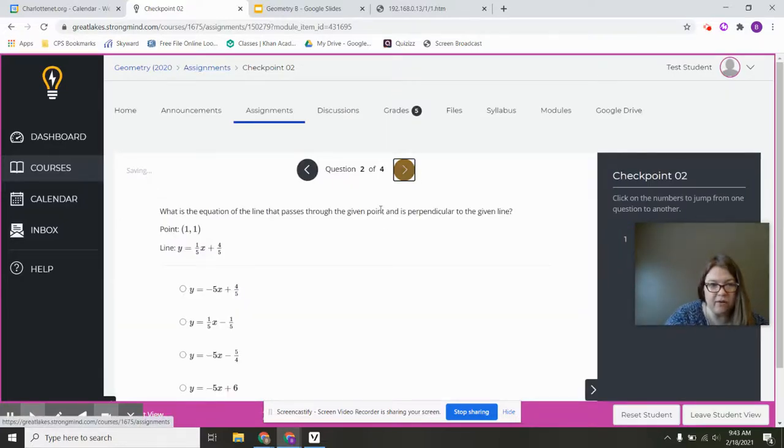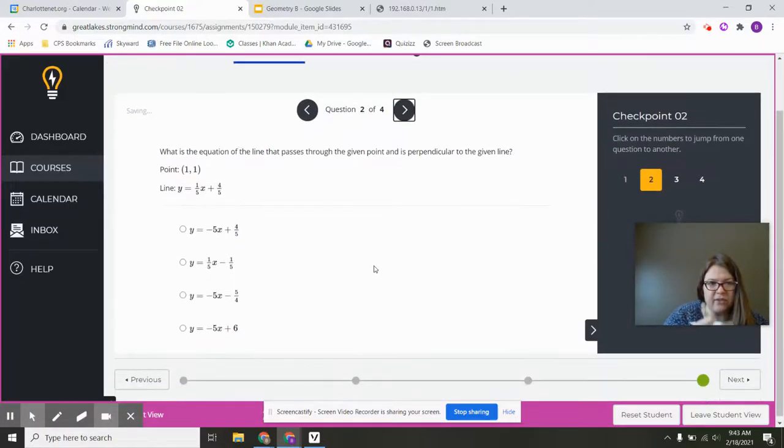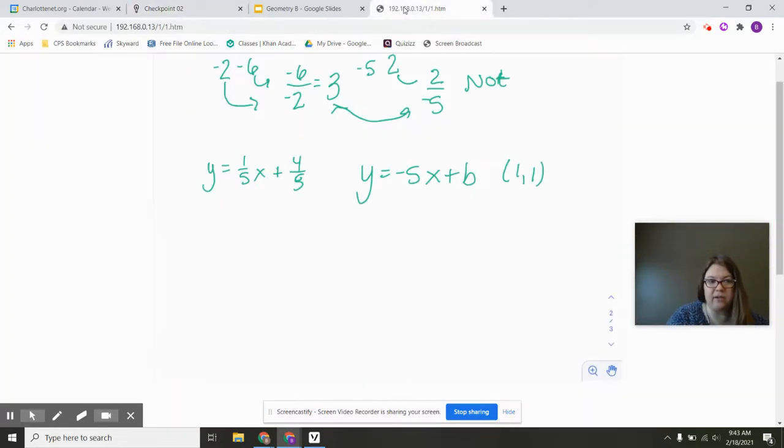Okay, next one. It says what is an equation of a line that passes through that point and is perpendicular to that. So I see we have y is equal to 1/5 x. I know the opposite reciprocal of 1/5 is, flip it, 5, and then make it negative. So it's going to be negative 5. So I'm looking for y is equal to negative 5x plus b. I don't know the b, so I'm going to put the point 1, 1 in.